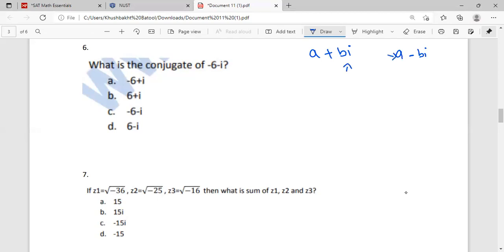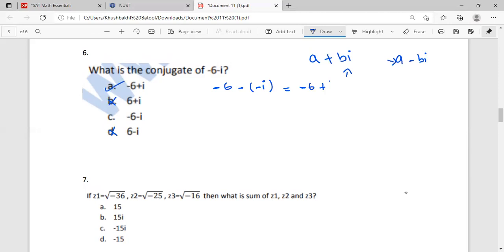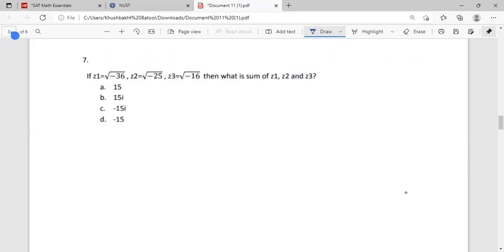You have -6, so clearly b is not the answer because here they have changed the real part as well. This cannot be the answer as well. So A would be the answer. Why? Because -6 minus into minus iota is clearly -6 plus iota. Right? So this would be the answer. Okay. Let's talk about the seventh question now.